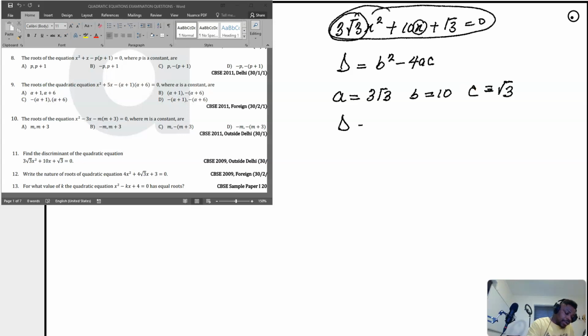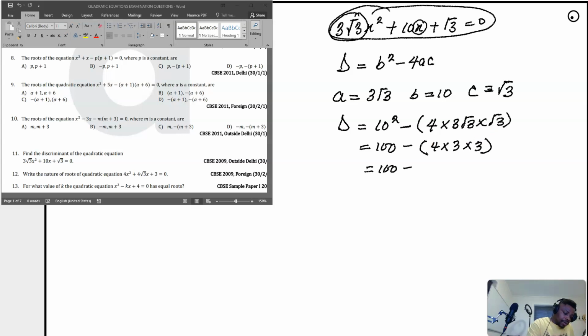So our D, which is discriminant, is B squared. Our B is 10 squared minus 4AC, 4 times A and times C. So this is 100 minus 4 times 3. Root 3 times root 3 is 3. So this is 100 minus 4 times 3, that is 12. 12 times 3, that is 36. So 100 minus 36, that is 64.